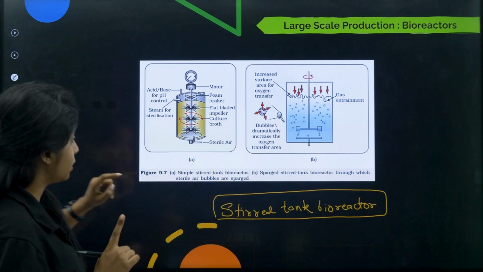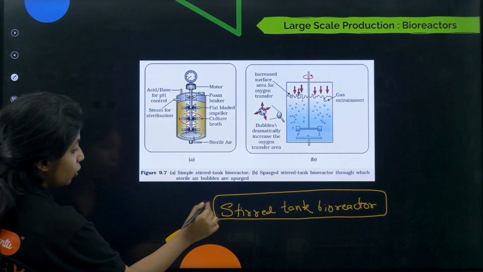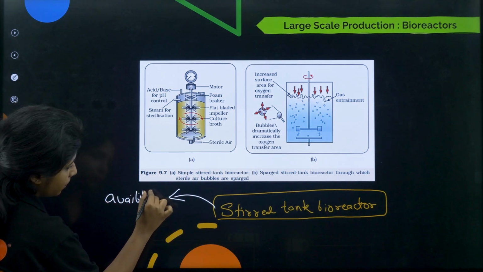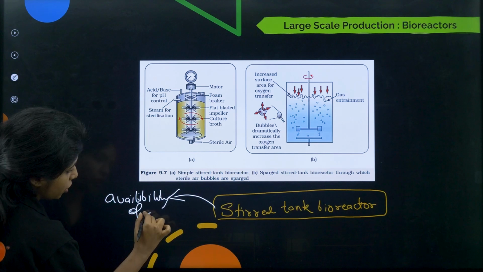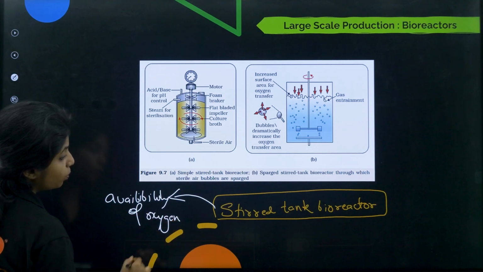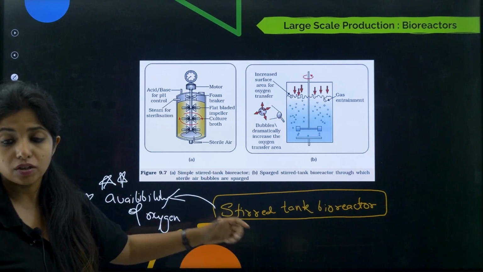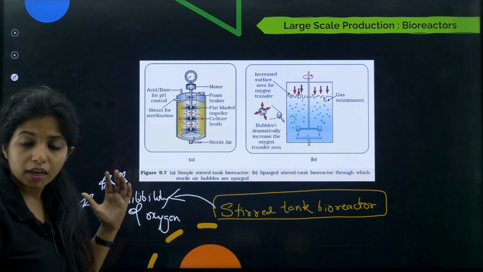Why? Because in your NCERT it is given that you want to make sure that there is availability of oxygen. Now you might think ma'am is saying something and I won't pay attention. It is very important. Questions have come. Why do you need stirred tank bioreactors? For availability of oxygen continuously.